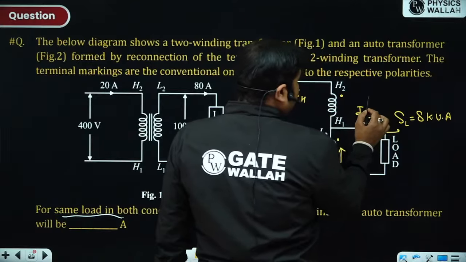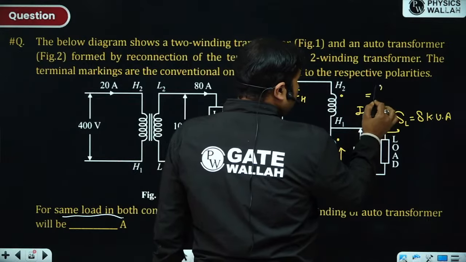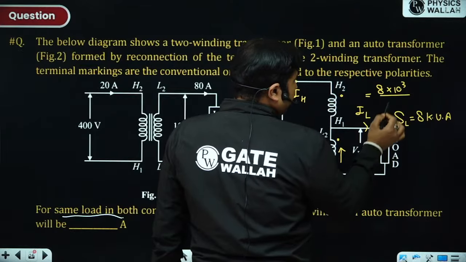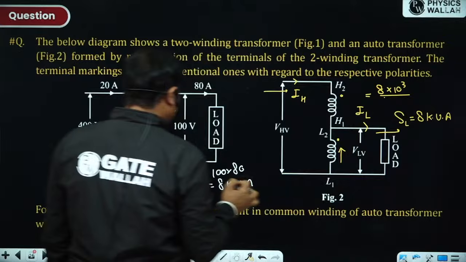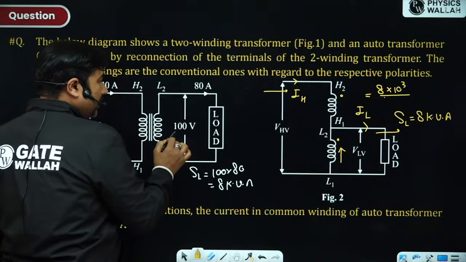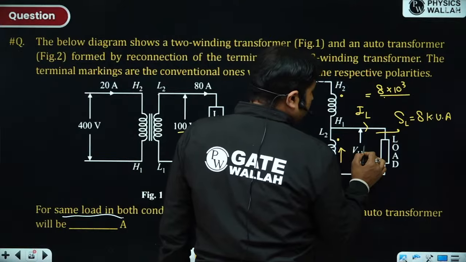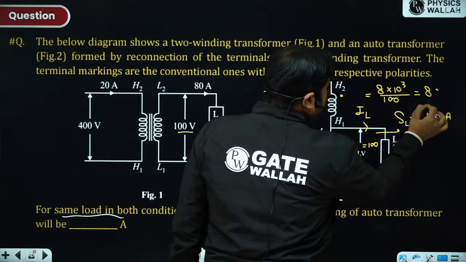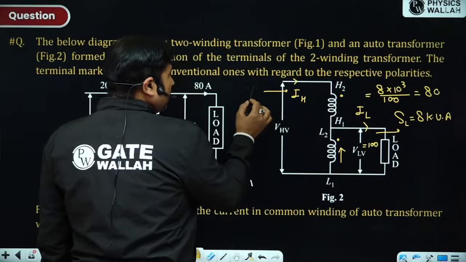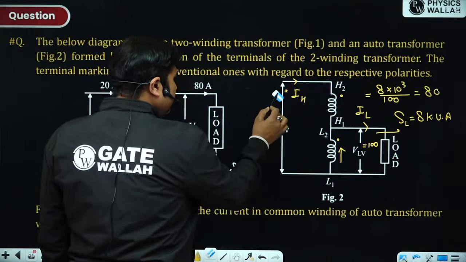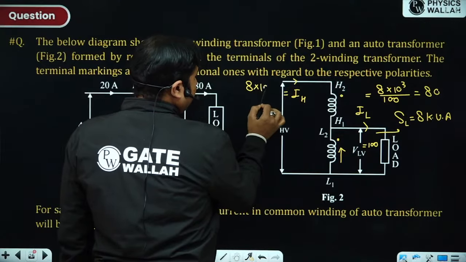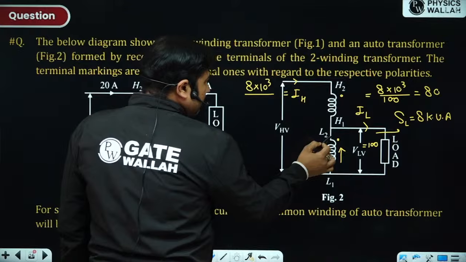What is IL? IL will be equal to 8 kVA divided by the LV side, L2 L1. What is the voltage across L2 L1? 100. So you have to divide it by 100. So this is 80. Is it okay? And how to calculate IH? IH will become 8 kVA divided by this, which is 100.